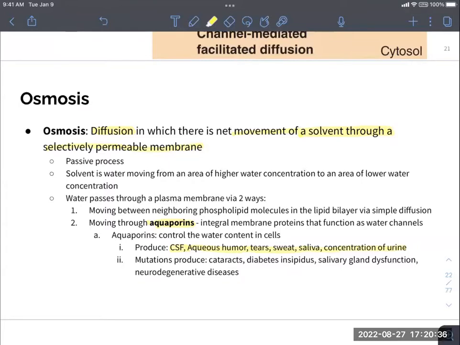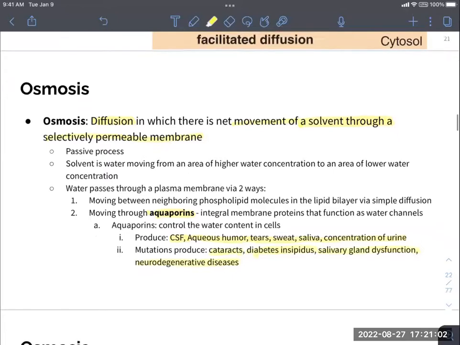Mutations happen. When mutations happen, we can get something called cataracts. That's when the aqueous humor in the front of our eye is not being drained out. It causes a lot of pressure problems. Diabetes insipidus does this. Our salivary glands can dysfunction. And we can also have neurodegenerative diseases.